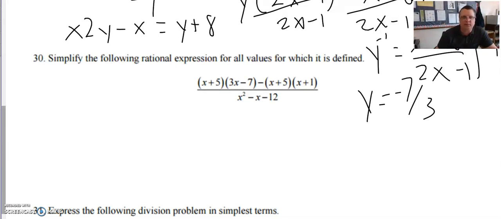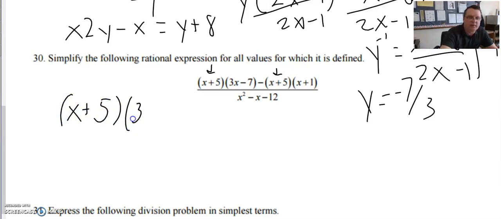Simplify the following rational expression for all values for which it is defined. So this numerator here, they both have an x plus 5. So I take an x plus 5 out. Now, what are you left with? I'm left with a 3x minus 7 minus x plus 1.